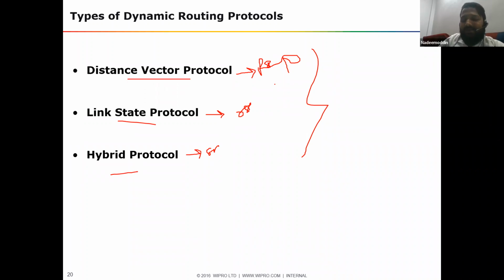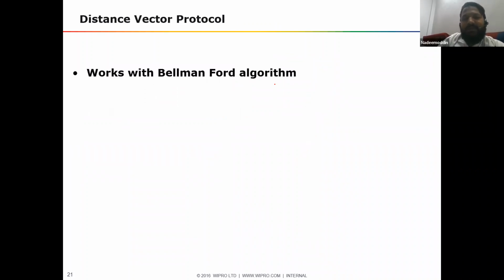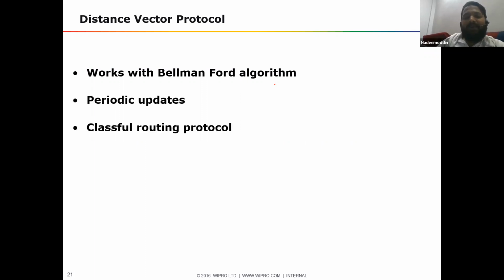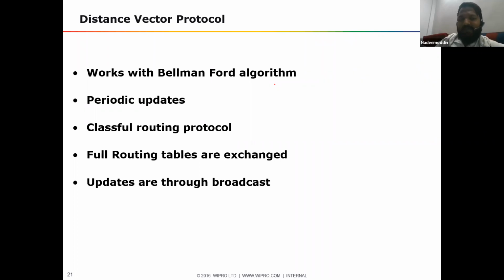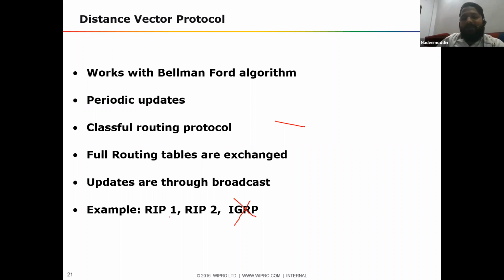Okay, distance vector protocol, we'll see that. Every routing protocol works on some algorithm. Distance vector protocol works on the Bellman-Ford algorithm. Periodic updates, classful routing protocol, full routing table exchange. Updates are through broadcast. Examples: RIP1, RIP2. RIP is Routing Information Protocol, and this protocol has two versions, version 1 and version 2.